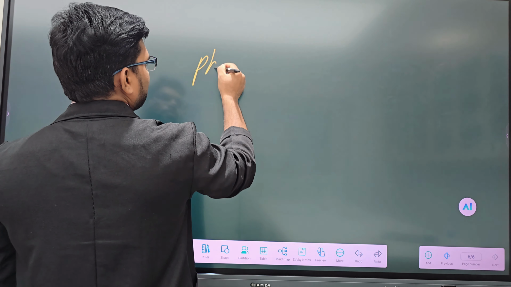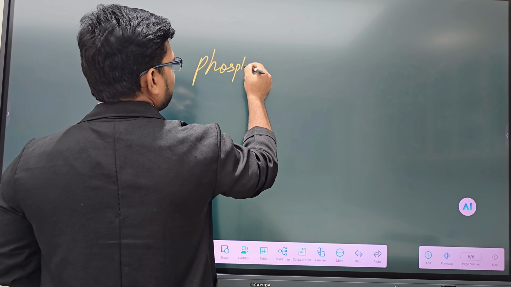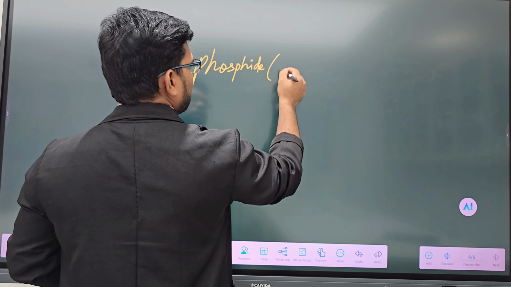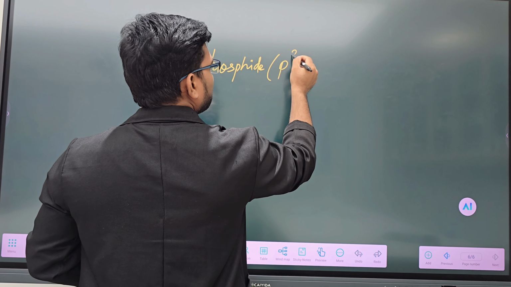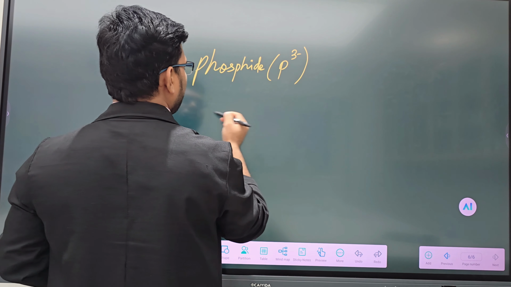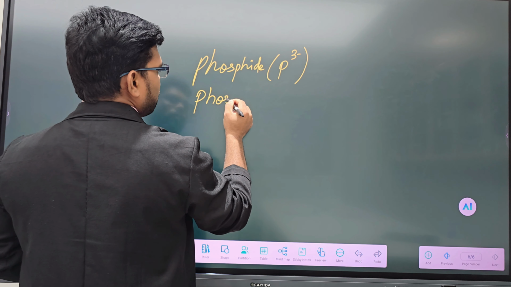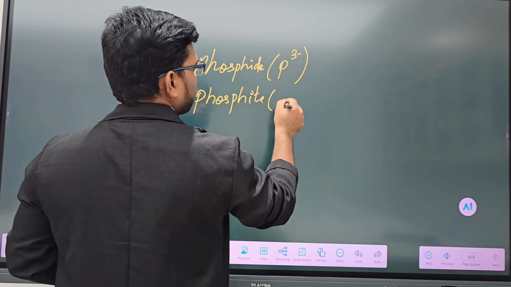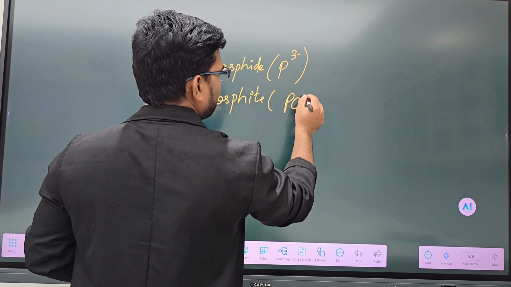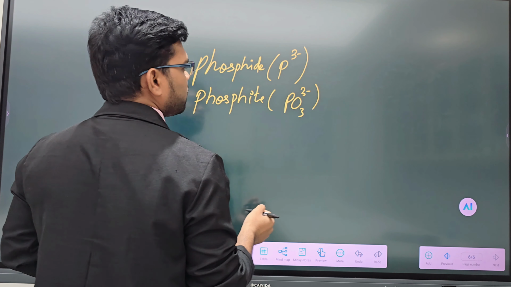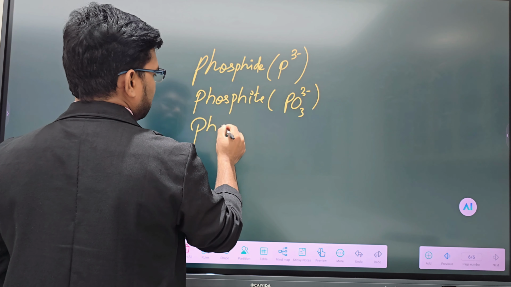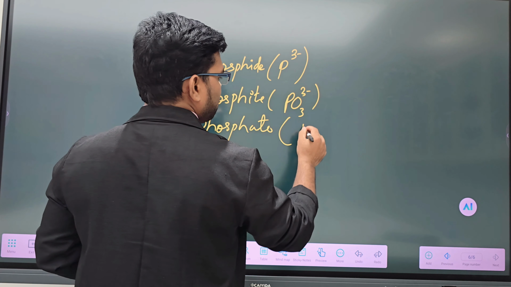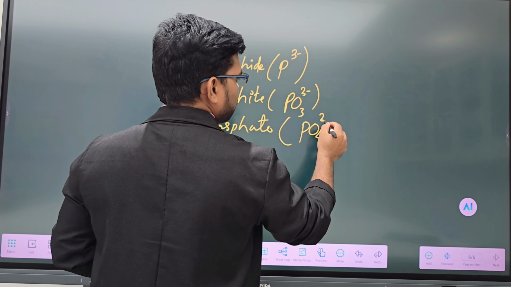Similarly, if you find it for other ions, here, let's go. Which element? Phosphide. Okay, which formula will be written as P 3 minus ion, and phosphite, whose formula will be PO3 3 minus, and phosphate, whose formula will be PO4 3 minus.